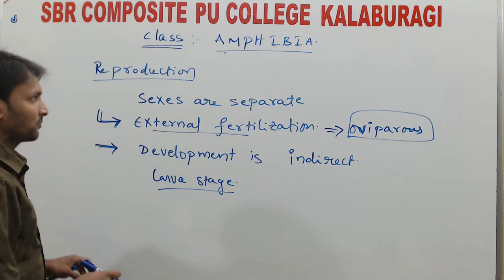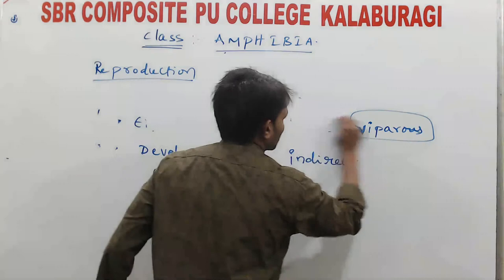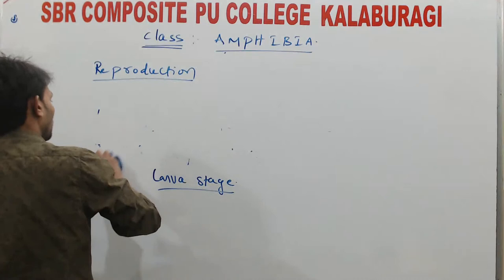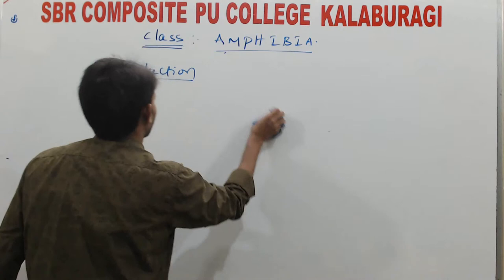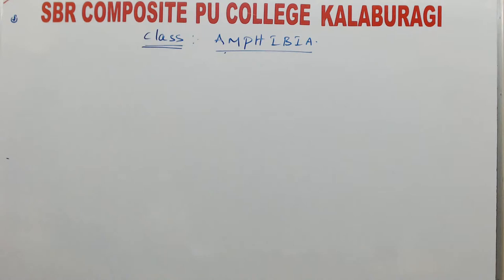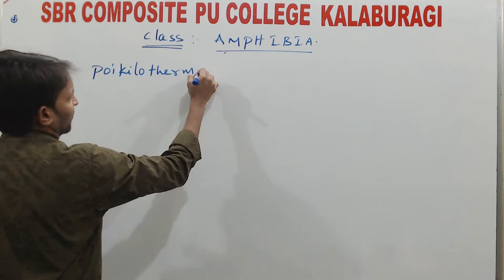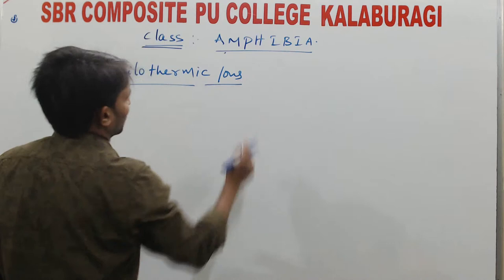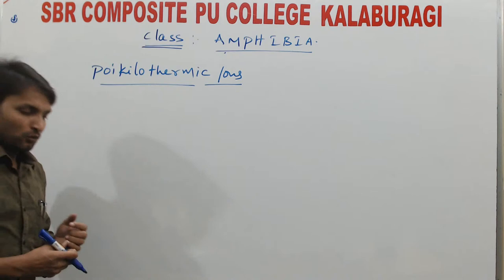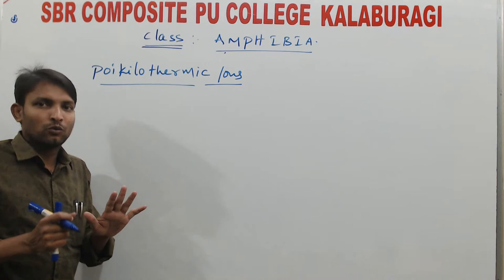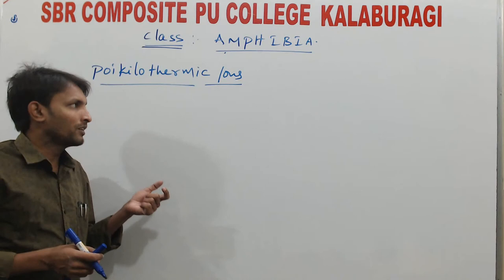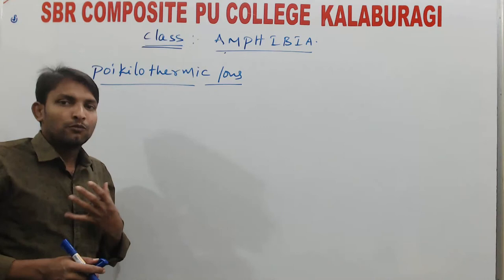Next, a few points. Previously also one of the students asked in the doubt session. Poikilothermic, or cold-blooded, or exothermic organisms you can say. These organisms are poikilothermic. Poikilothermic means, generally in our body the internal temperature is always 37 degrees, no matter the external temperature, whether it is summer or winter. Always inside our body the temperature will be 37 degrees. So we have the ability to maintain a constant body temperature.